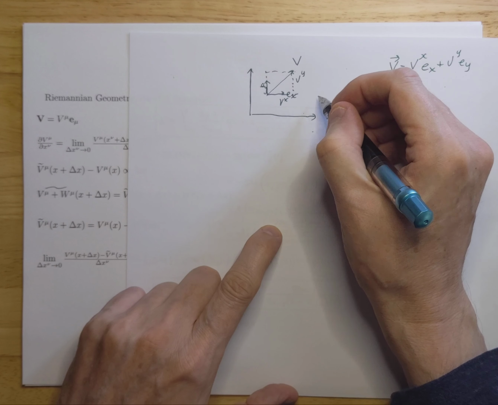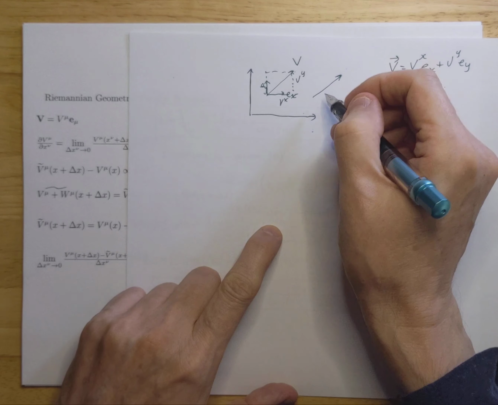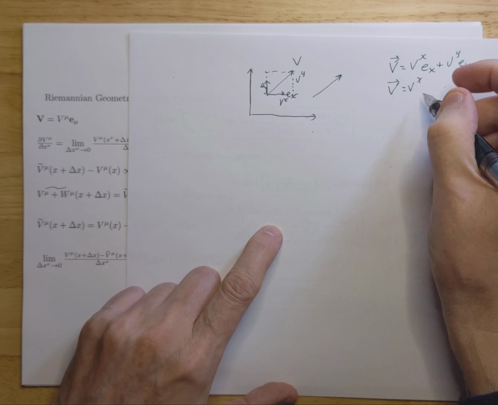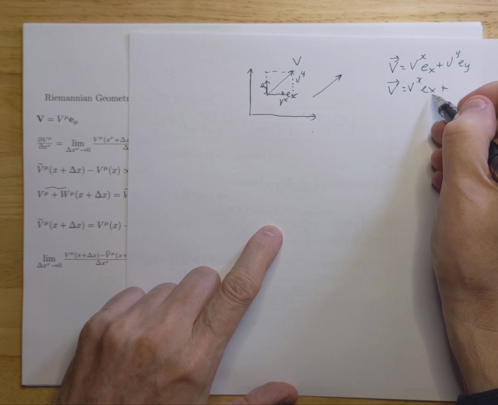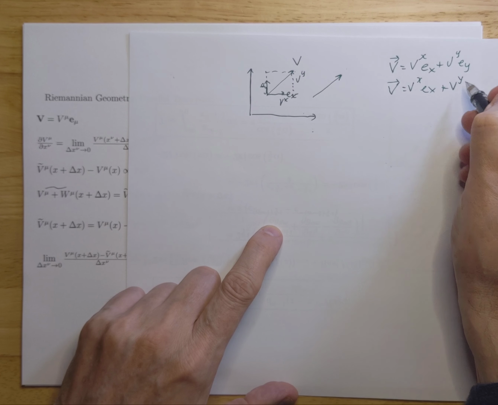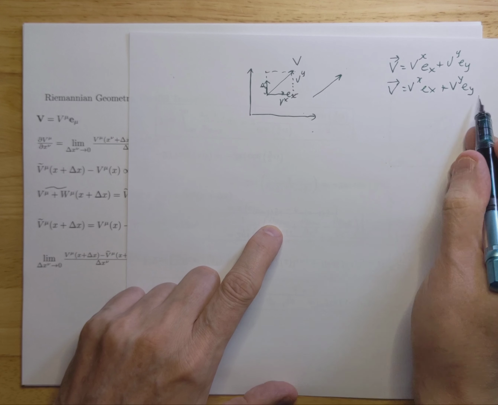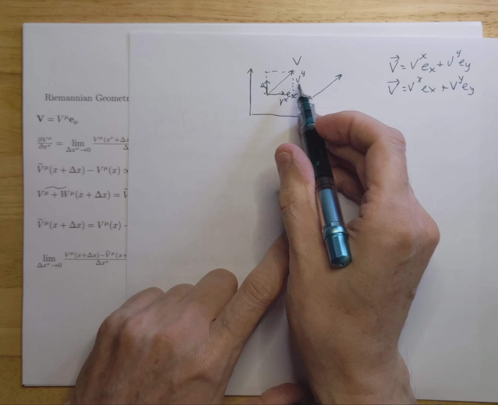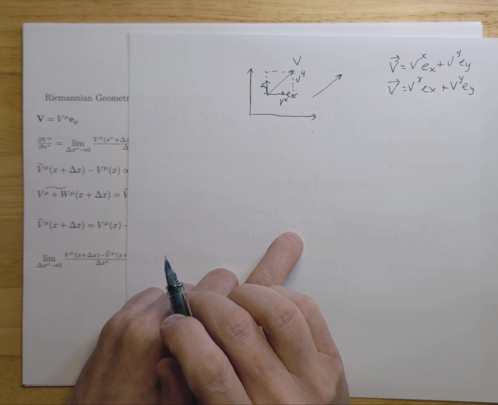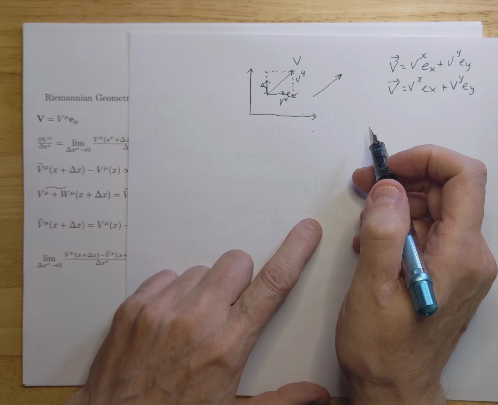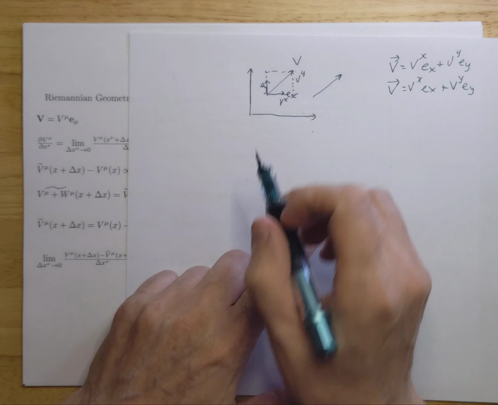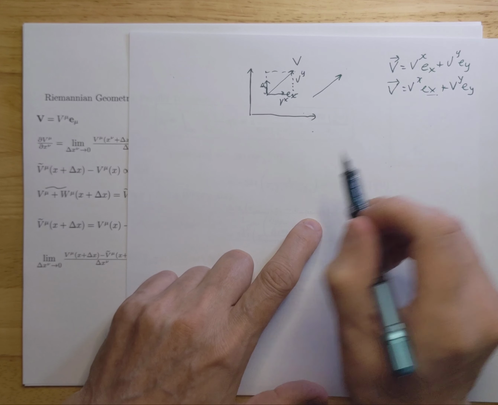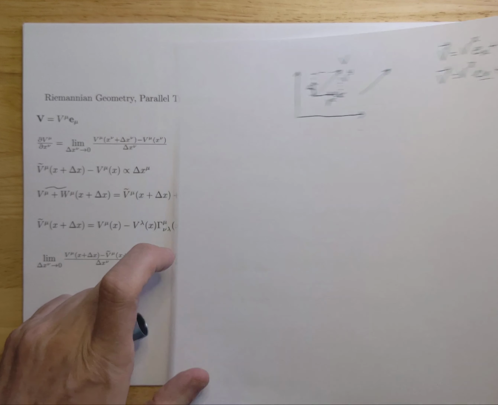If you move that vector to another location, for instance here, you still get exactly the same components and exactly the same base vectors, because these are not changing in Euclidean space. Ex and Ey will not change, and so will Vx and Vy. If you parallel transport this vector, it will not change. In curved space-time, that's not the case. If you do this in curved space-time, not only the vector components will change, but also the base vectors will change. They will both change.